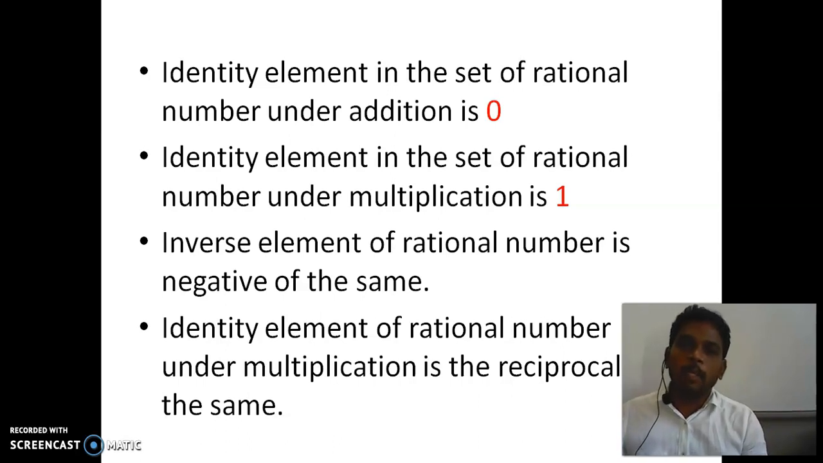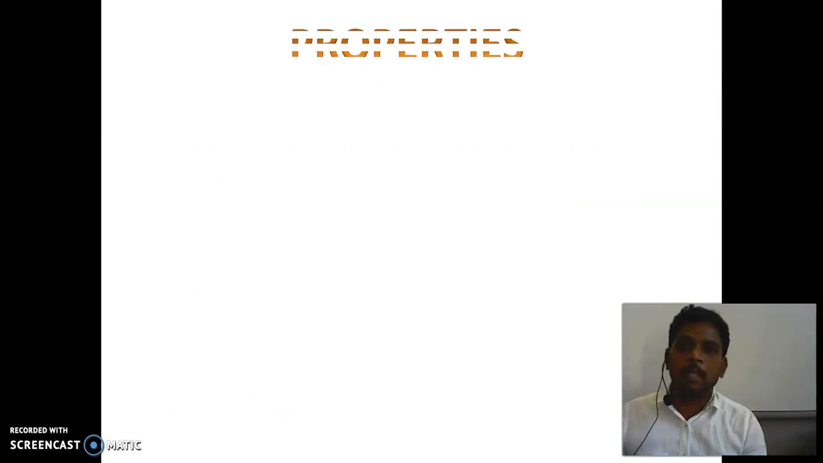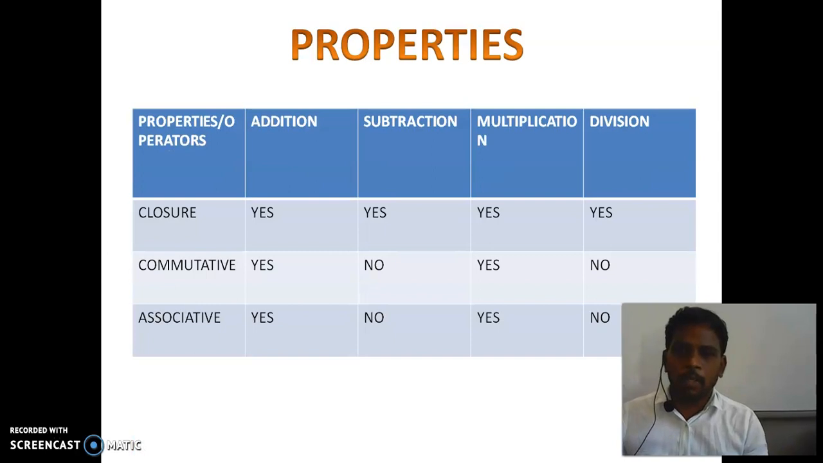And one more thing we have seen in the last class, that is properties. What properties are there? Closure property, commutative property, and associative property. Identity and inverse we have seen in the last slide. Now we are going to recall the properties closure, commutative, and associative, and whether they are satisfied under some operations or not.